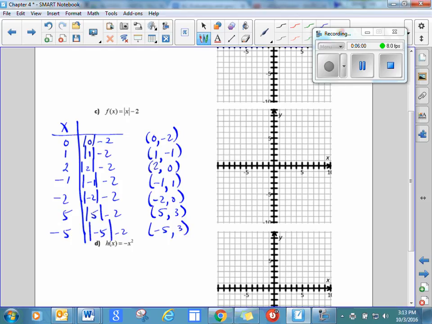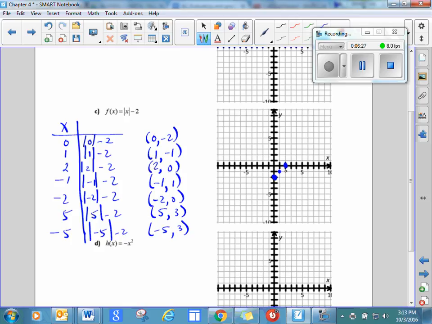So when we go over here to plot them, when we plot the first couple, we get 0, negative 2. Okay, here he is. 1, 2, there he is. 1, negative 1, right there. And we get 2, 0. So pretty much this looks like, if these were the only 3 points we plotted, we'd think this was a straight line. And rightfully so, because it looks like a straight line.